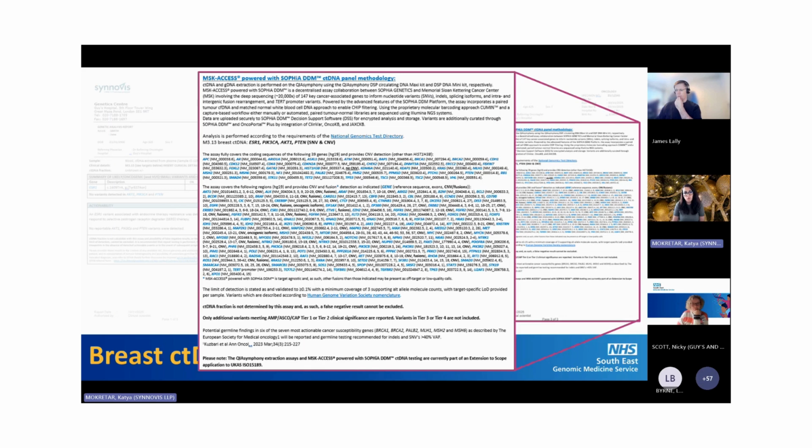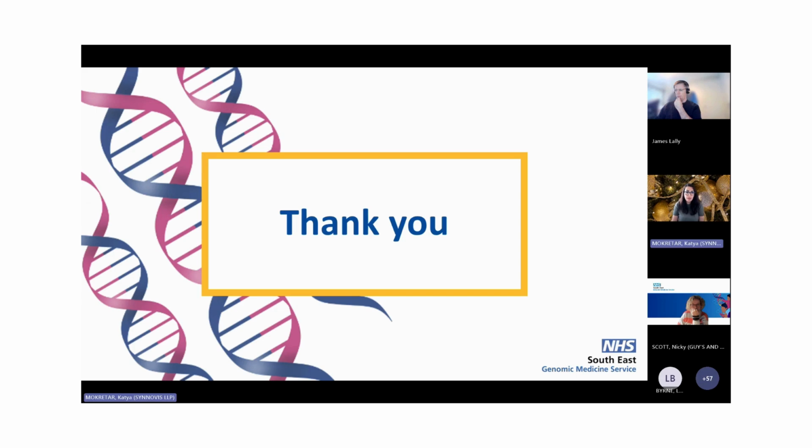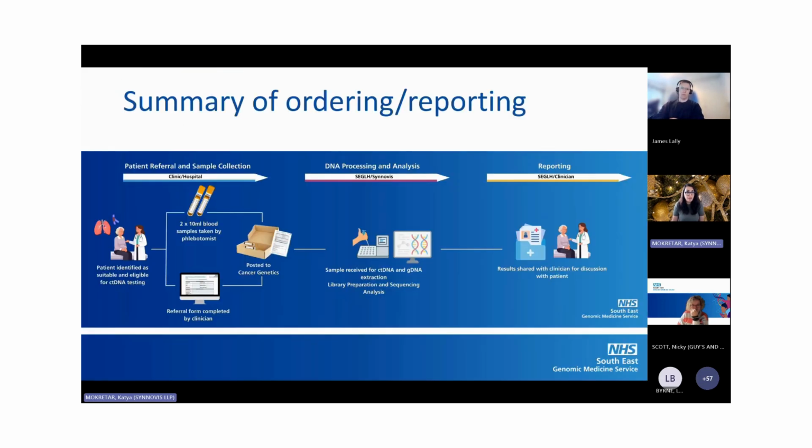And at the back will be, again, the additional information about the M code and which genes are covered in here, and some bits and pieces about the assay itself and what's covered in that. That's all the genes and regions that are covered in there. And that's how the report will look. And yeah, thank you very much. That's an overview of the pathway.